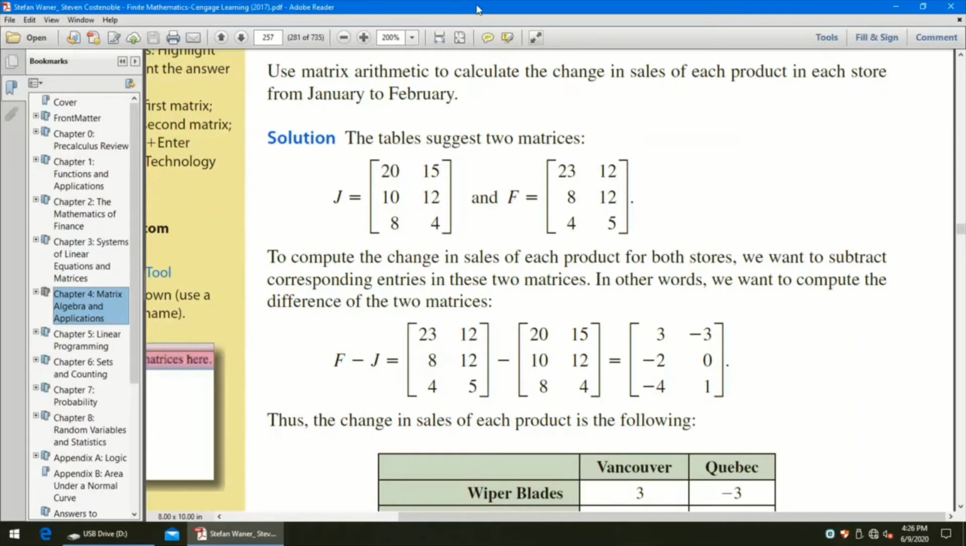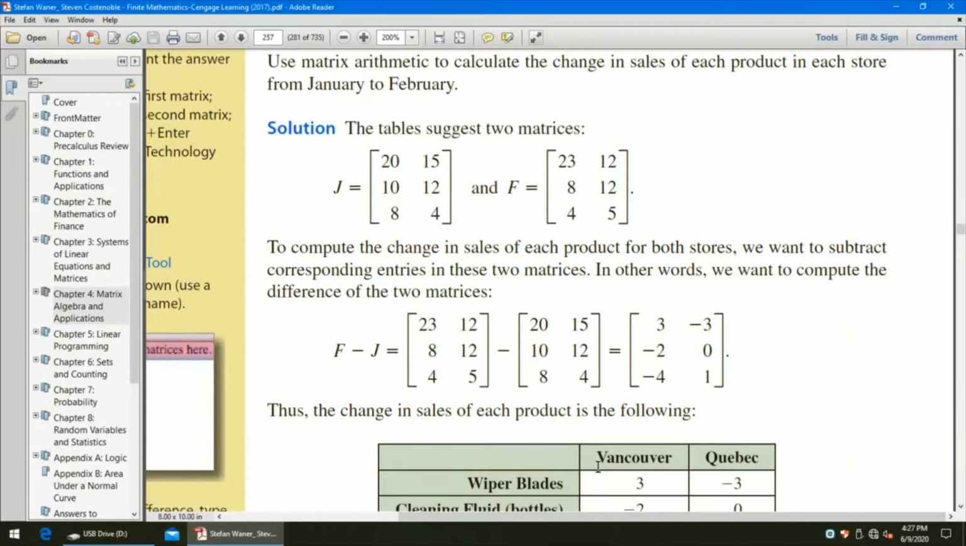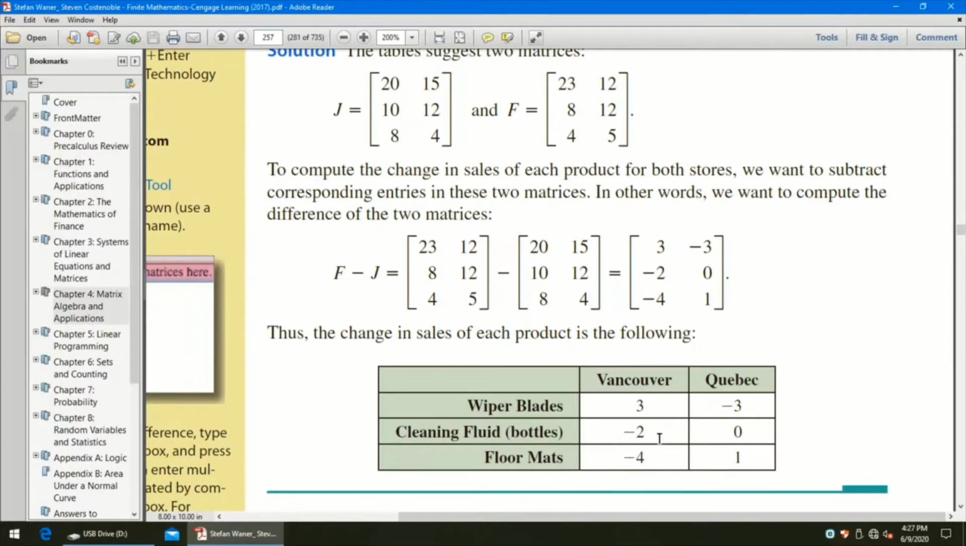So we have 23 minus 20, and 23 minus 20 gets you 3. Then we have 12 minus 15, which gives you minus 3. And then 8 minus 10, it's very simple, just corresponding values are subtracted. You get 0, 4 minus 8, minus 4, 5 minus 4, it's 1. And then you just report it in the form of a matrix.